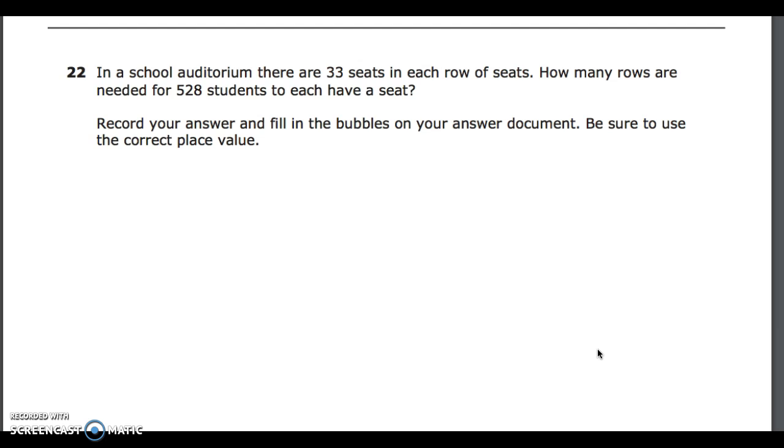Number 22. In a school auditorium, there are 33 seats in each row of seats. How many rows are needed for 528 students to use?